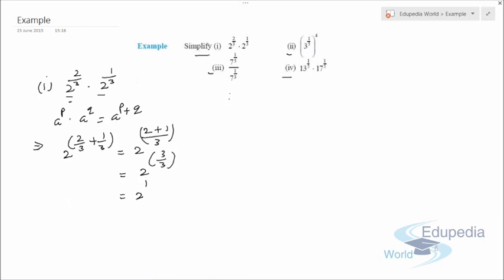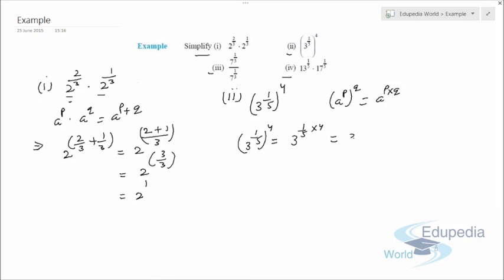Now the second question is 3 raised to power 1 by 5, whole power 4. So clearly in this question we can apply the law a raised to power p, whole power q, equals a raised to power p into q. So we can multiply the powers. So 3 raised to power 1 by 5 raised to power 4 can be written as 3 raised to power 1 by 5 into 4. So the answer will come out to be 3 raised to power 4 by 5.